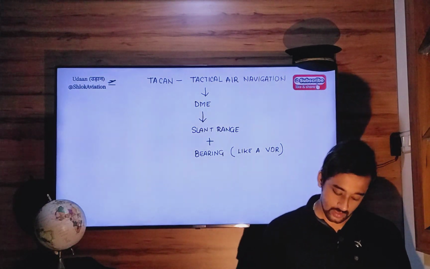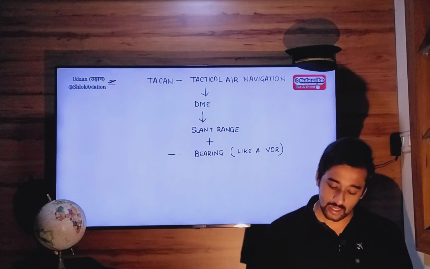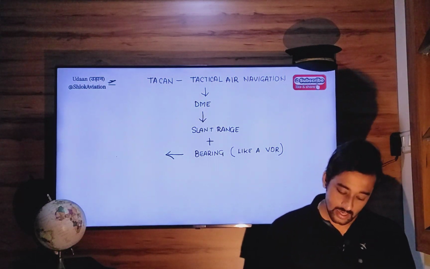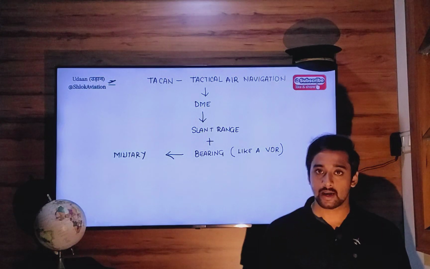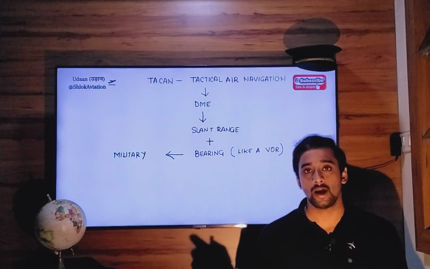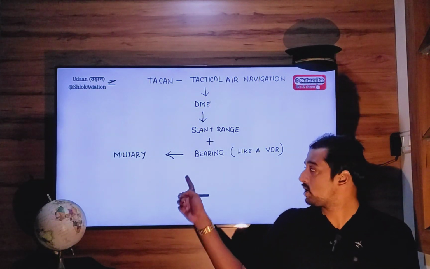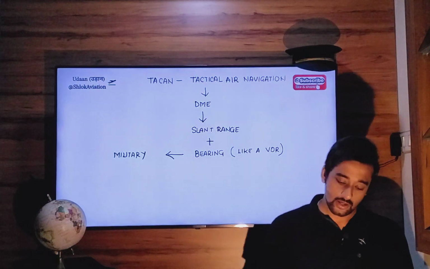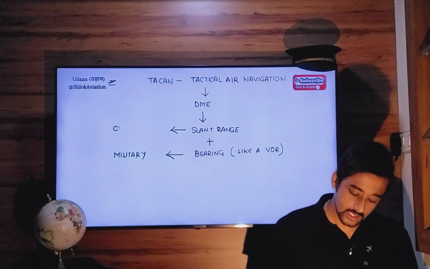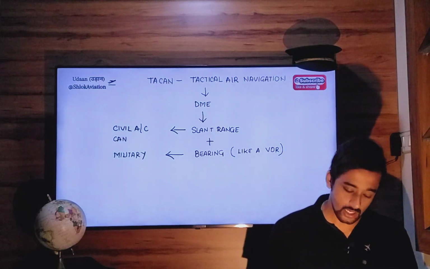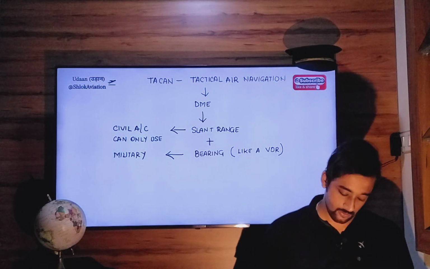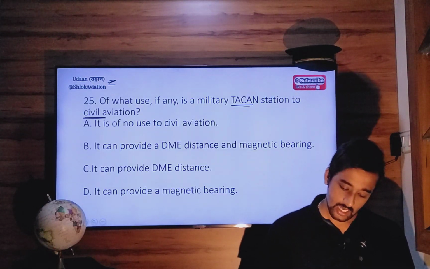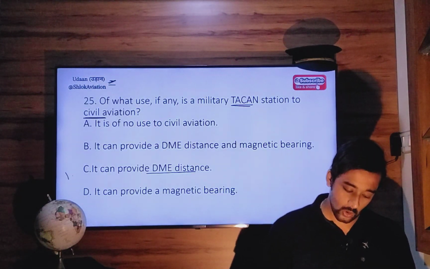Okay, but there is a trick here. This bearing information can only be interpreted by military aircraft. Civil airborne equipment does not have the facility to interpret or decode this bearing information. So civil aircraft can only use the slant range information. So the correct option here is, it can provide DME distance only.